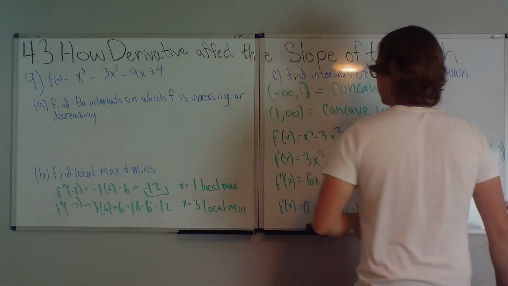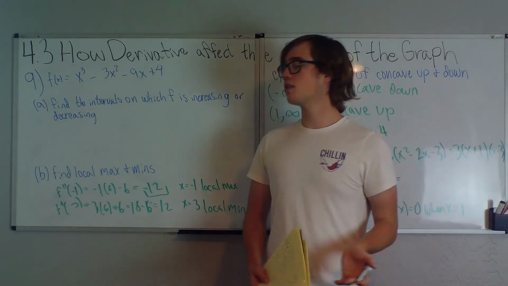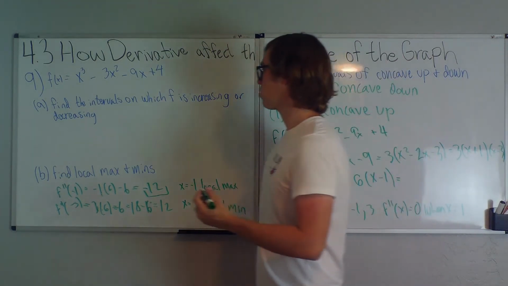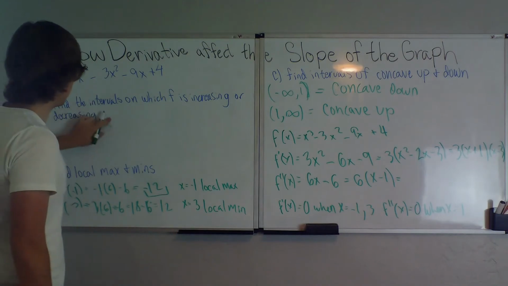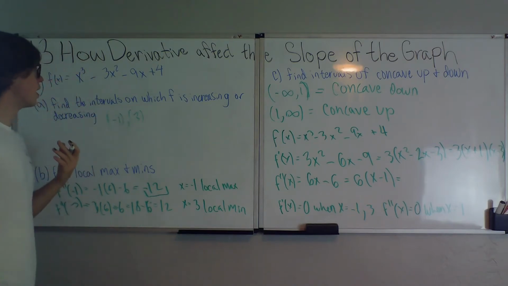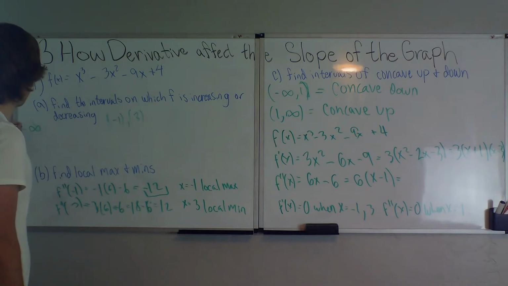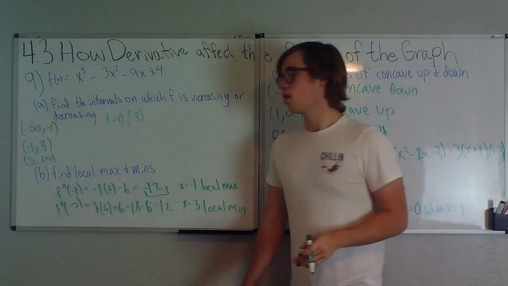So now on to the final part. I did skip around a little. It says find the intervals on which f is increasing or decreasing, and we only need the first derivative for that. And we know our critical points are -1 and 3. So we need to find between negative infinity and -1, -1 and 3, and 3 and infinity. We need to find if it's increasing, decreasing, or what.